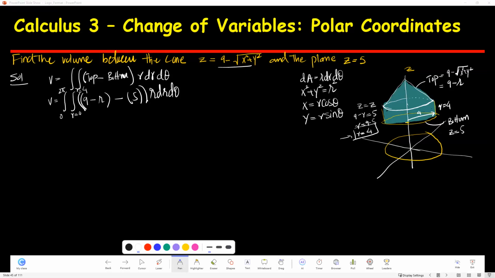Okay, let's simplify this. So volume equals the integral from 0 to 2 pi, 0 to 4, and then 9 minus something. Maybe we can write directly 9 minus 5, which will be 4. So 4 minus r, but there's an r here, so I'm going to write directly 4r minus 4r squared, not just r squared. Then I'm going to close the parenthesis, dr d theta.